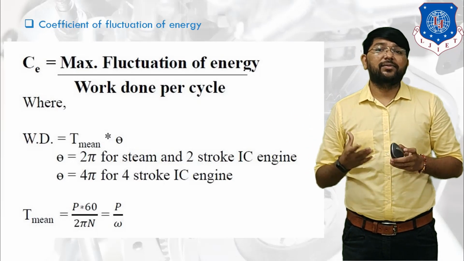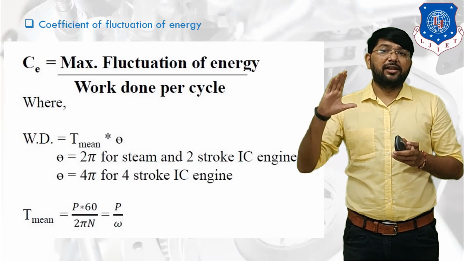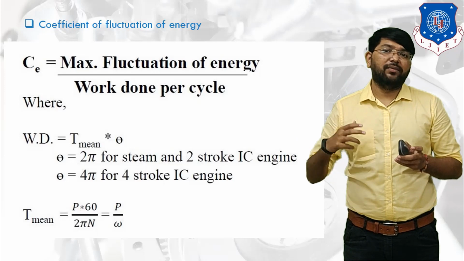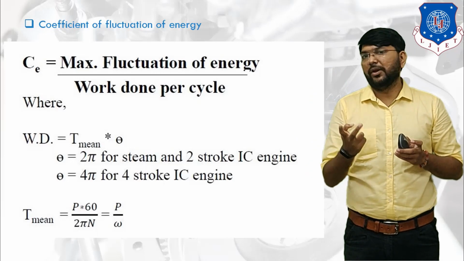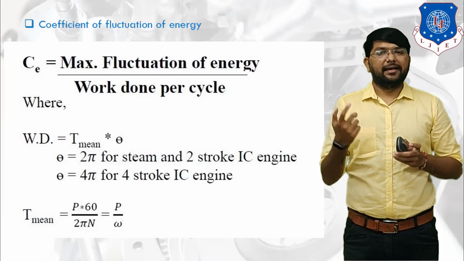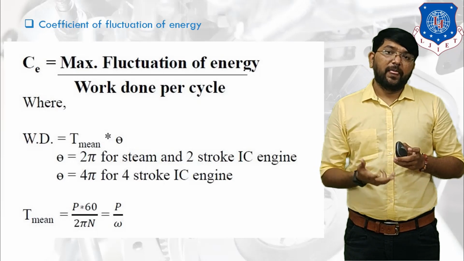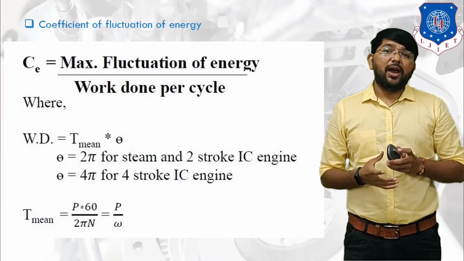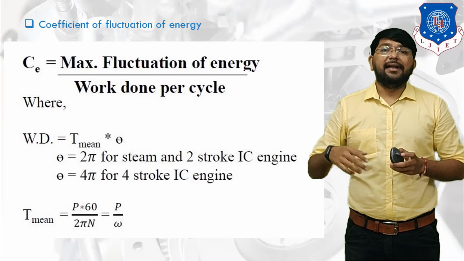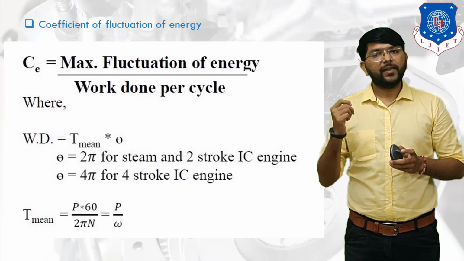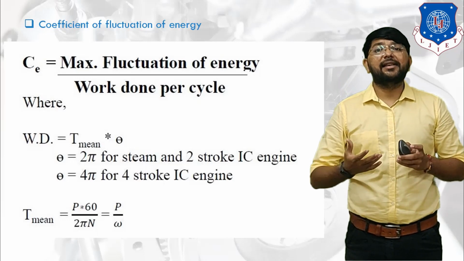Now in this case we discussed the turning moment diagram. So the diagram is turning moment versus crank angle. If we find the area under the curve, then we have to multiply these two values, that is turning moment and crank angle. So the equation for the work done is T mean into theta. Now in this case we have to consider theta as 2 pi for the 2-stroke engine and theta as 4 pi for the 4-stroke engine. Clear? Now what is T mean? That is the mean resisting torque.